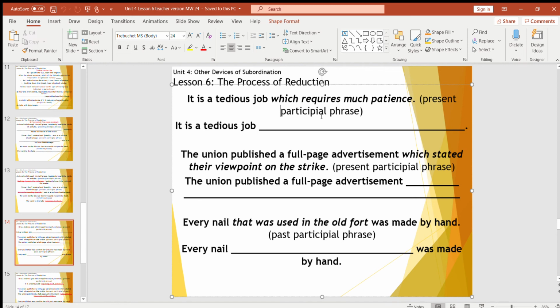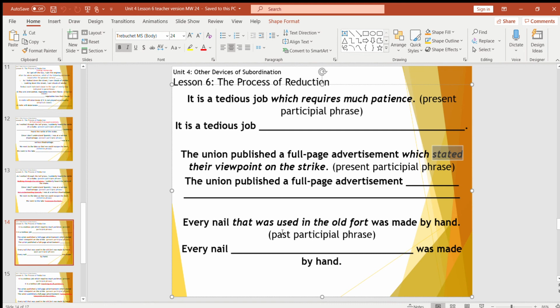The union published a full-page advertisement which stated their viewpoint on the strike. Oh my gosh, what a long sentence. Let's reduce it down a little bit into a present participle phrase. So the union published a full-page advertisement. What's the verb here? Stated, so it becomes stating their viewpoint on the strike. Still a long sentence, but hey, we got some variety going.